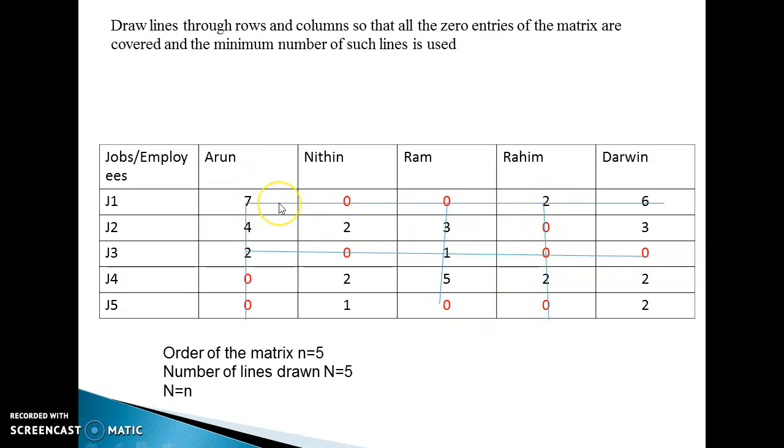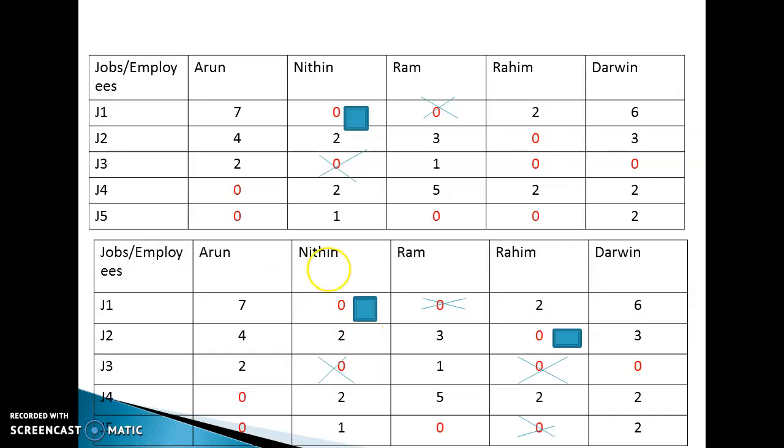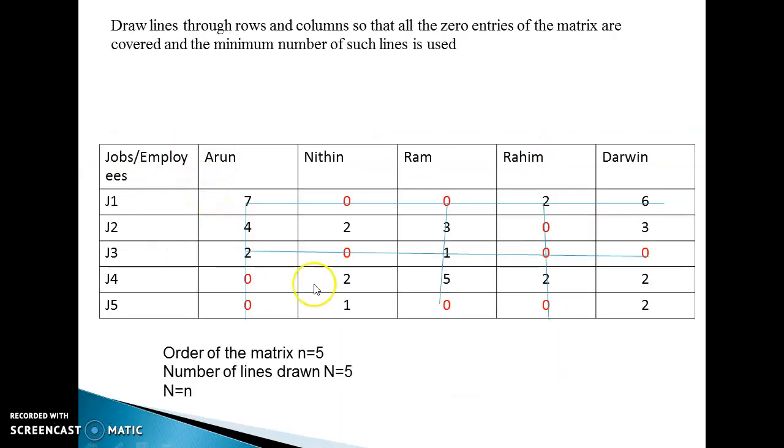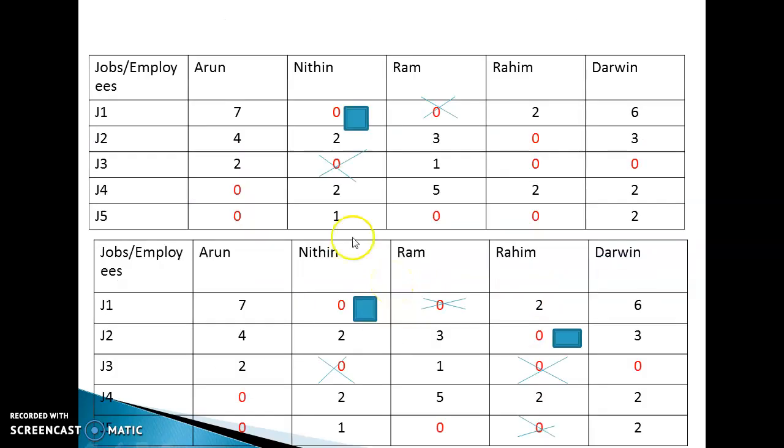Now if I count the number of horizontal and vertical lines, it is 1, 2, 3, 4, 5. That means order of the matrix and the number of lines drawn are equal. That means I can go for the assignment. So how to assign it now? Once you do this, just copy the same matrix again.